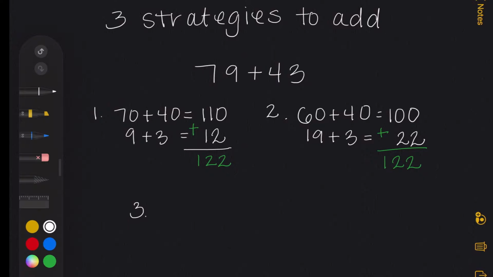For the third strategy, we would use the algorithm method. So we would first add 79 and 43, and first add 9 plus 3, which would give us 12. We would carry the 1 and add 1 plus 7 plus 4, which would give us 12. Our answer again would be 122.